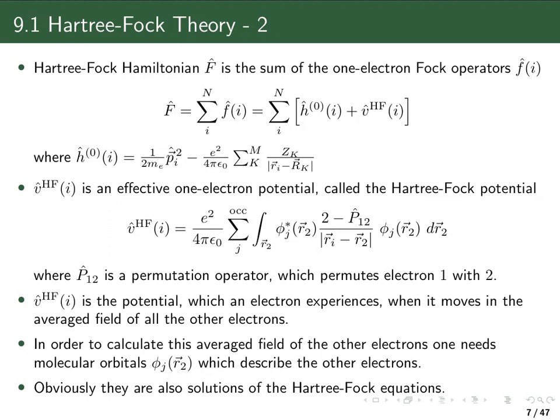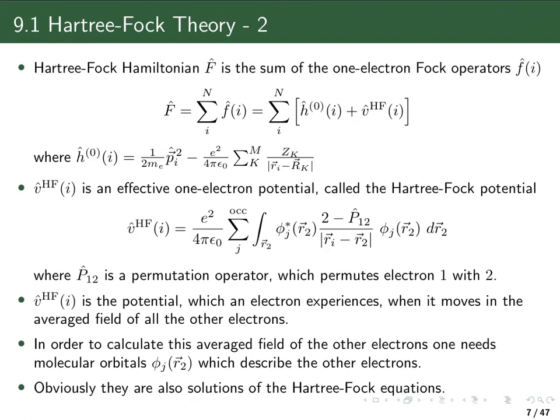Actually, because we sum over j here, we also include the self-interaction, but the self-interaction disappears again because this is actually two integrals. We have the normal integral and we have an integral where on the right-hand side, in the ket of the two electron integral, electron 1 and 2 are interchanged. But if electron 1 and 2 are the same, then this cancels the first one. So the self-interaction is actually cancelled.